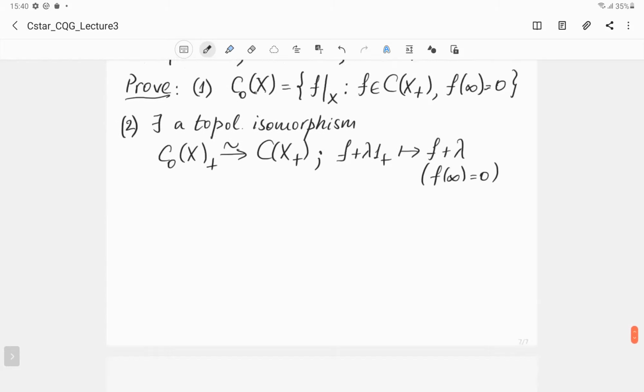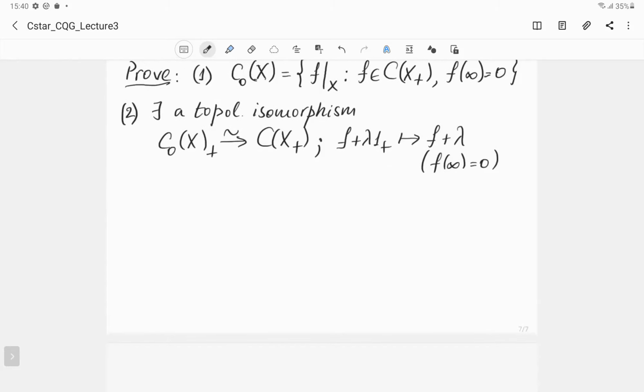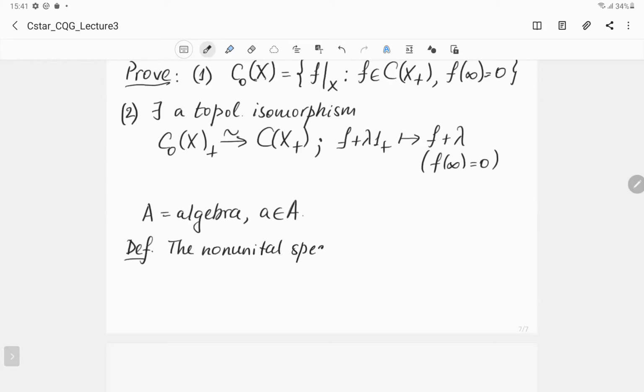Okay, now by using the unitization, we can extend the notion of a spectrum of an algebra element to the non-unital case. Suppose that A is an algebra, not necessarily unital, and little a is an element of our algebra. Then we define the non-unital spectrum of little a as follows. This set is denoted by sigma prime of a, and by definition this is the spectrum of a considered as an element in the unitization.